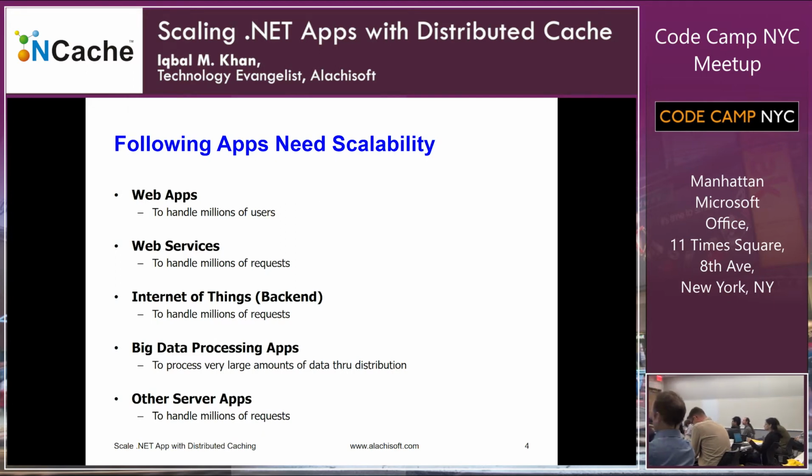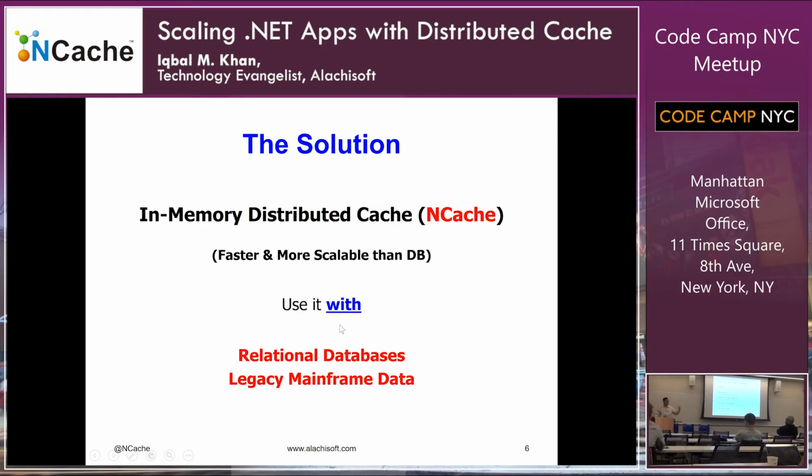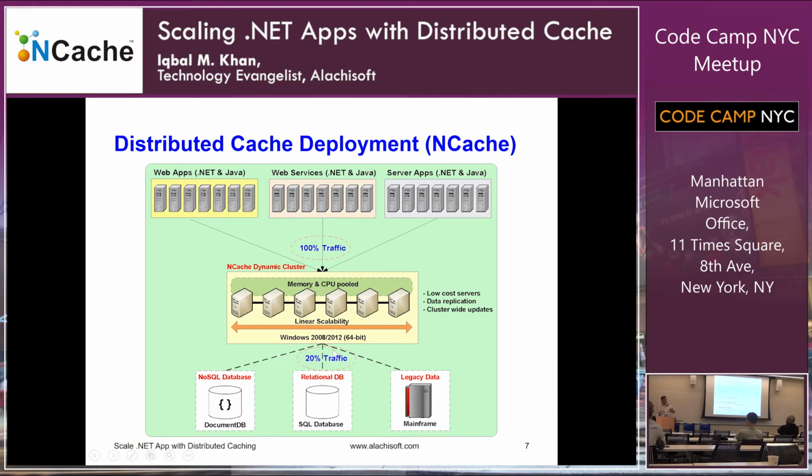So, as I said, there are two groups of applications that need caching. One is big data, which is sort of batch processing, where you want to reduce the time it takes to execute that query and make it as close to real time as possible. And the other is what I call e-commerce applications: the web apps, the web services, the IoT, that need to be up all the time.